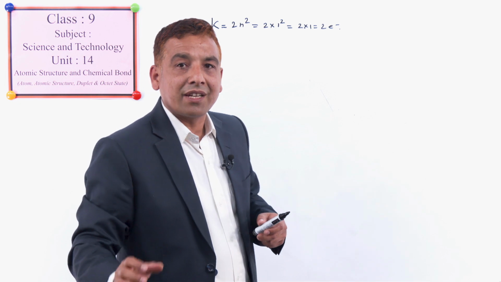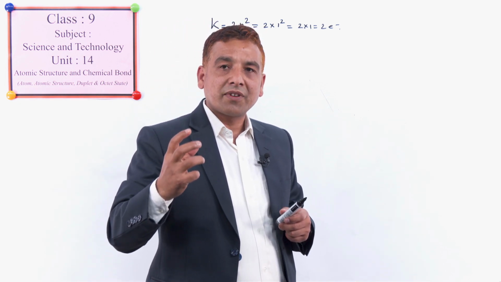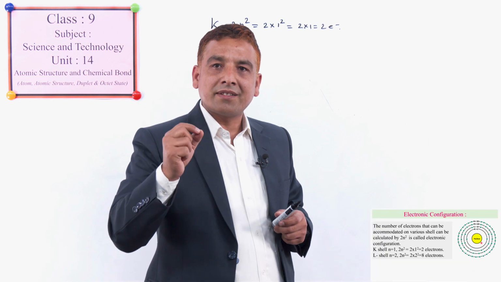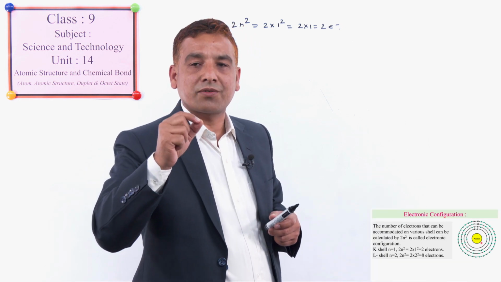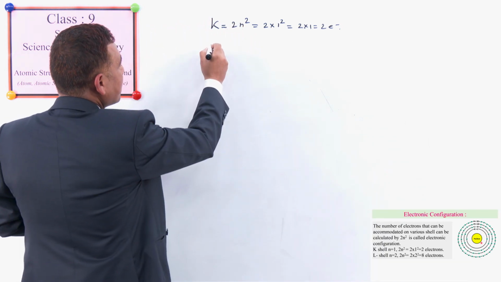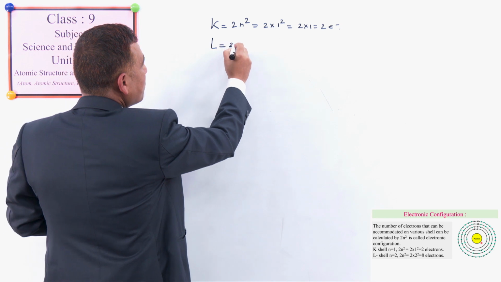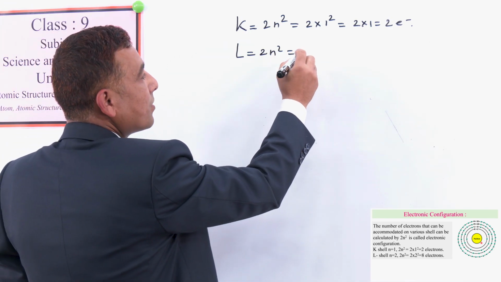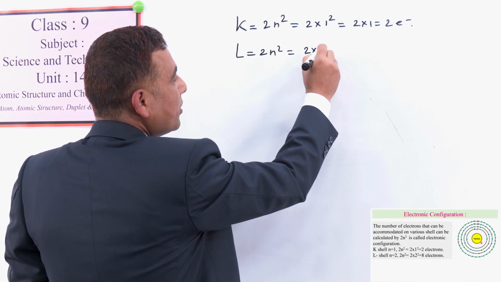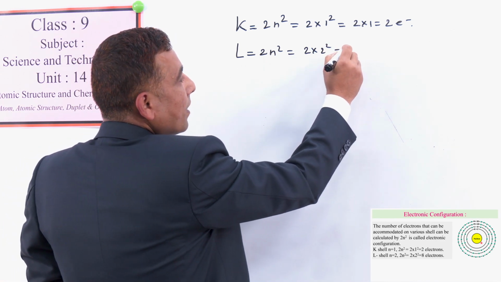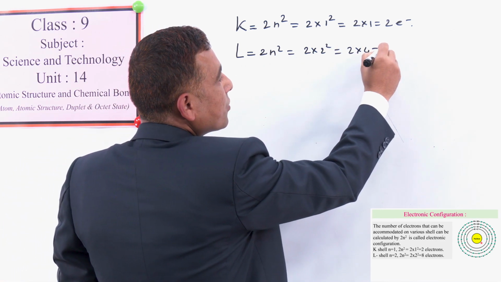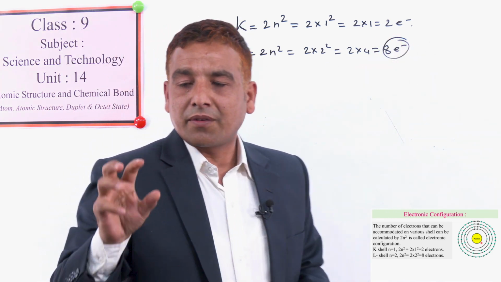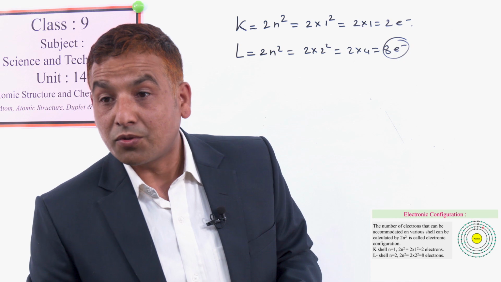By the same way, we can calculate the total number of electrons to be accommodated at the second cell, that is L cell. So, for the L cell, we have to put the value of n equals 2. So, we can calculate like this: L is equal to 2n square. In this condition, we are going to put the value of n equals 2, that is 2 into 2 square is equal to 2 into 4 is equal to 8 electrons. So, at the second cell, there will be a total of 8 electrons, as you are just looking over there.